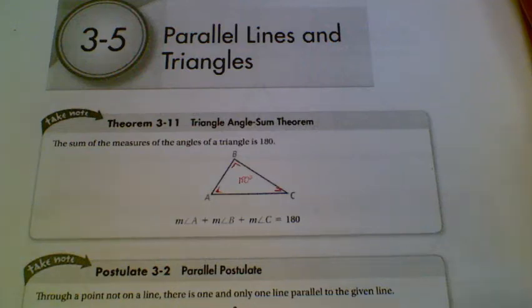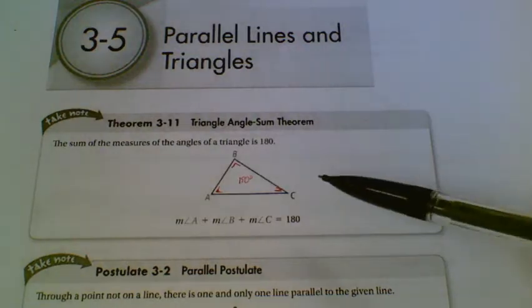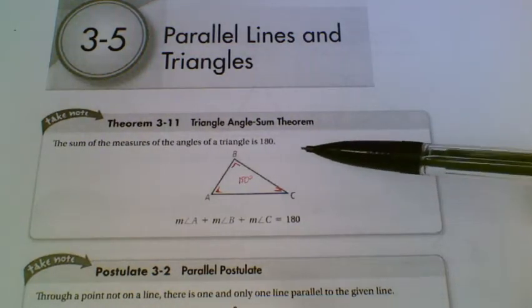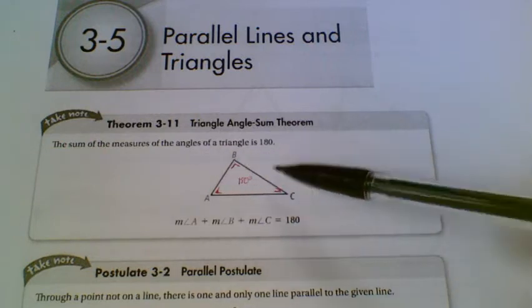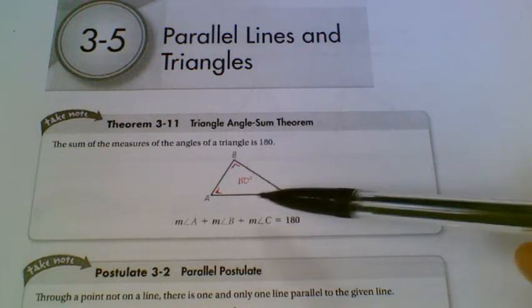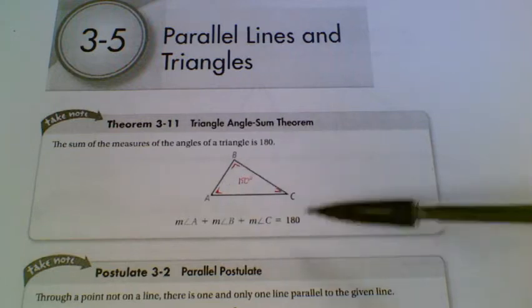Section 3.5 is about parallel lines and triangles. So the first theorem is the triangle angle sum theorem. And what that is saying is that the sum of the measures of the angles of a triangle is 180. So in other words, all three angles of a triangle will add to 180.